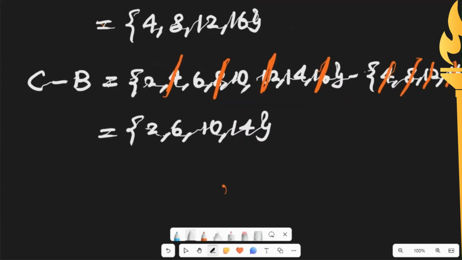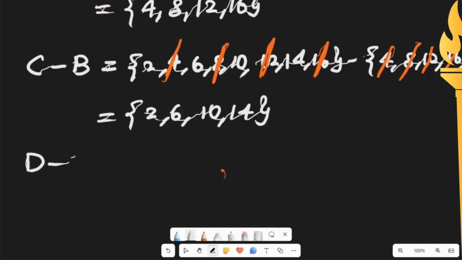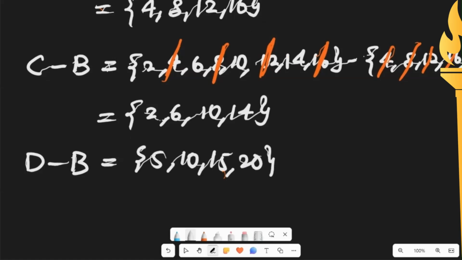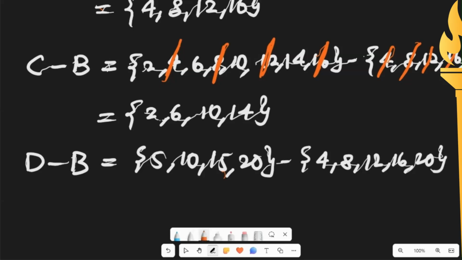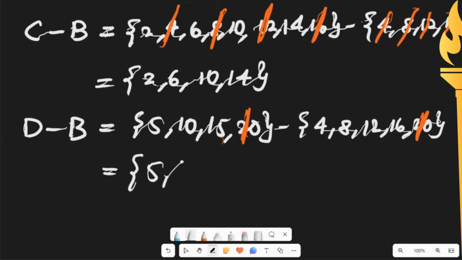And last one, after C minus B, we have D minus B. Set D is 5, 10, 15, and 20. Subtract B here, we have 4, 8, 12, 16, and 20. If we cancel the common elements, we have only 20, which is common. And let's write the answer. We have 5, 10, and 15. So that's the last one, D minus B.